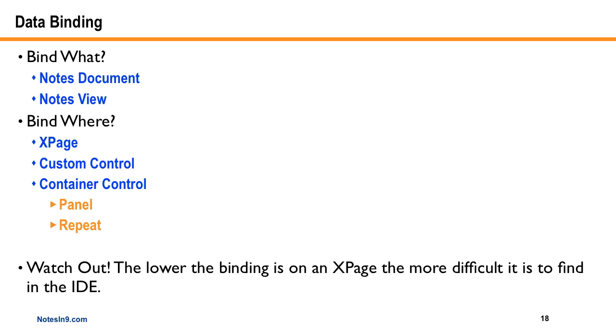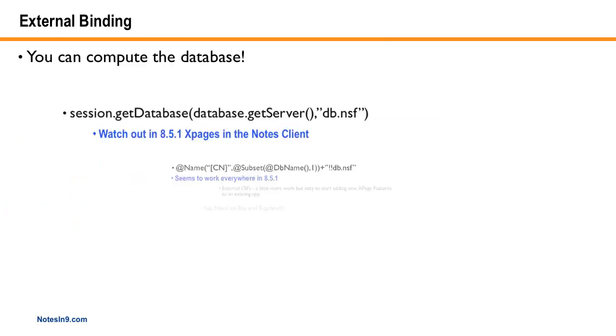So where do you bind this data? Well, you can bind it at different levels in your XPage. You can bind at your XPage itself, at the custom control, at a container control like a panel or a repeat. So you can put these bindings many different places, but you do want to be careful because the lower you bind, the more difficult it is to actually find it later. The outline control does help for this, but if you're looking for it, it may be bound at a lower level. So I like to bind as high as I can to the XPage or the custom control itself, and then have the container controls just point to that. But you do have some flexibility, though sometimes it does get hard to find.